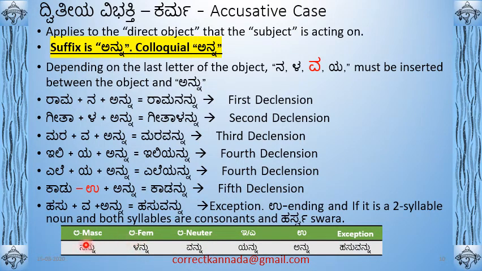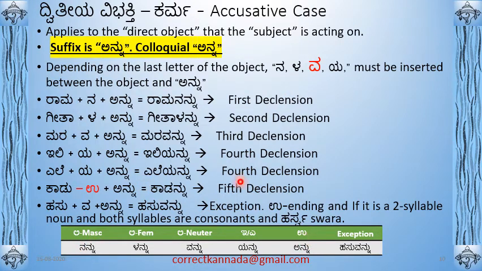You could see that na is added: na plus annu, nannu, lannu, vannu, yannu, and this is also annu, u will be annu, and there is an exception which is like hasu. I'll go through that. So basically, there is only one suffix for the case, but because of the letter ending, the declension, we will have different letters added between the noun and the suffix.